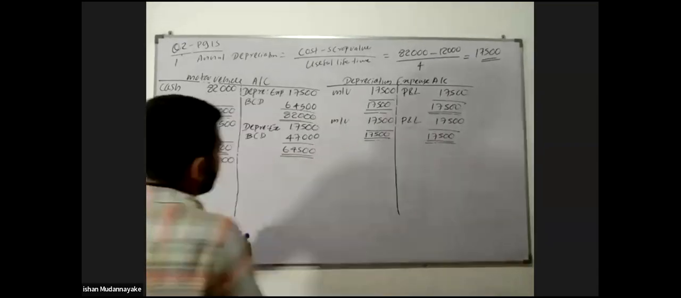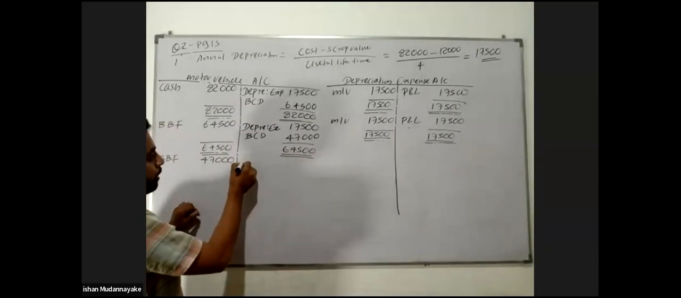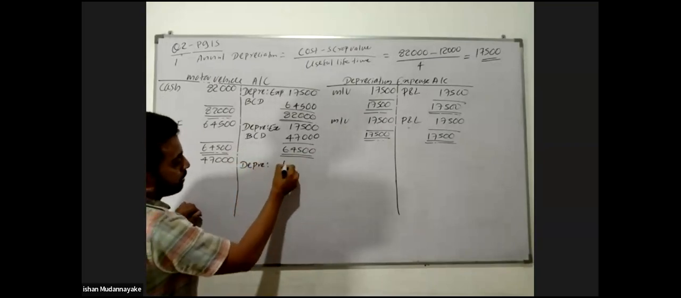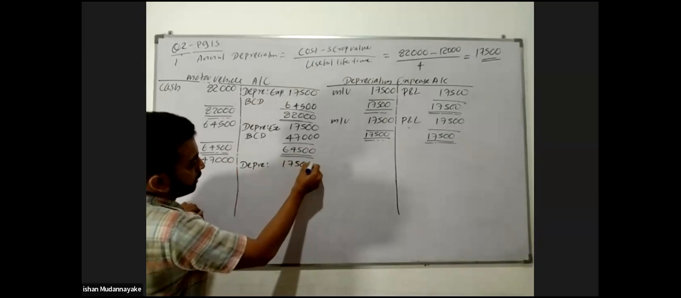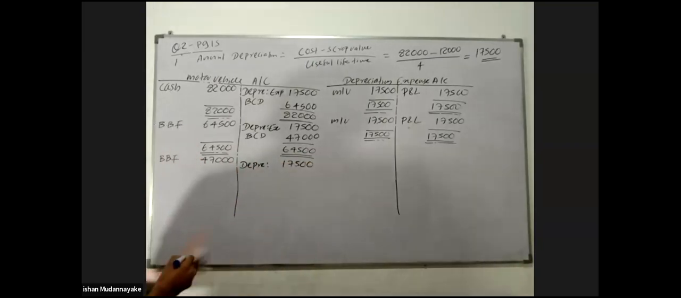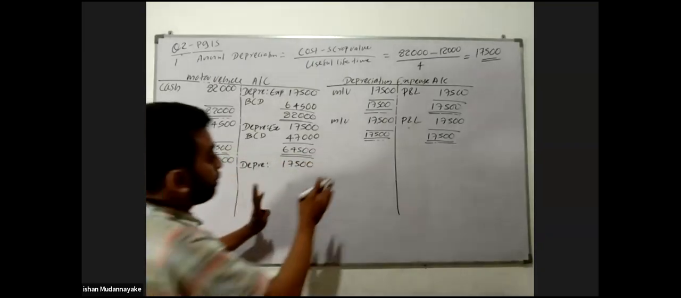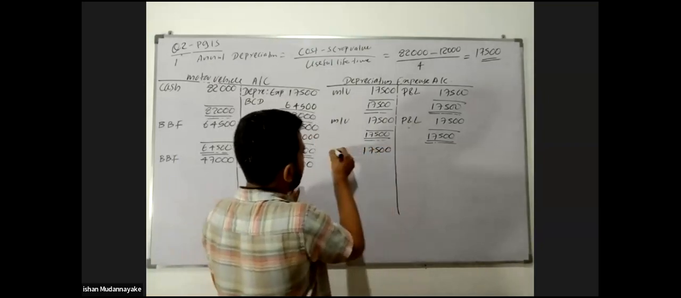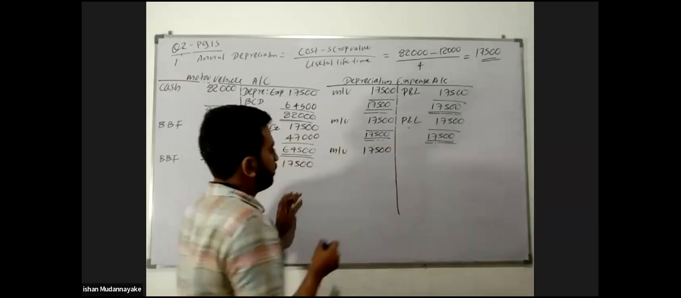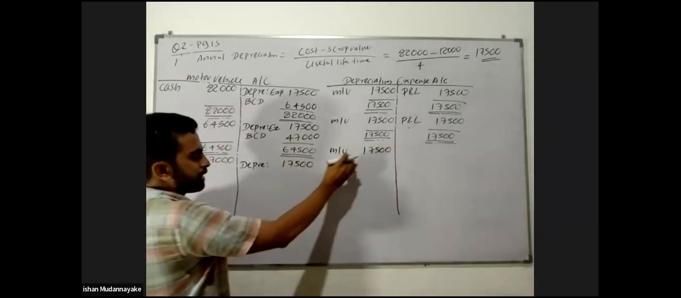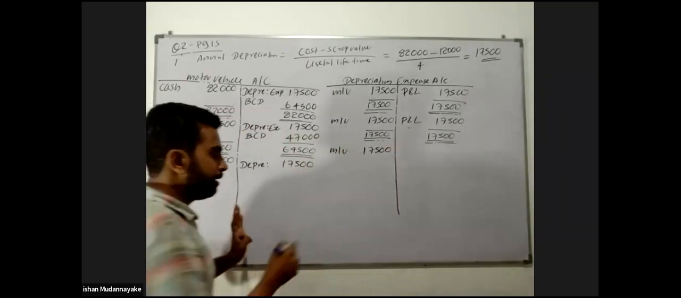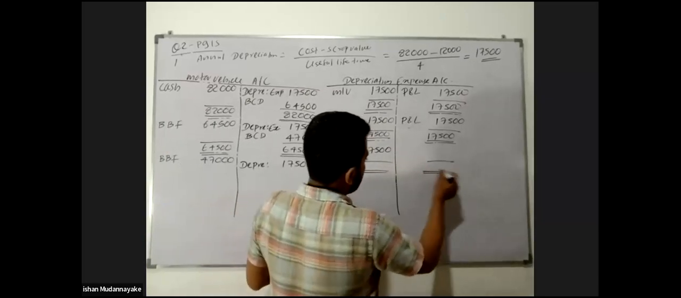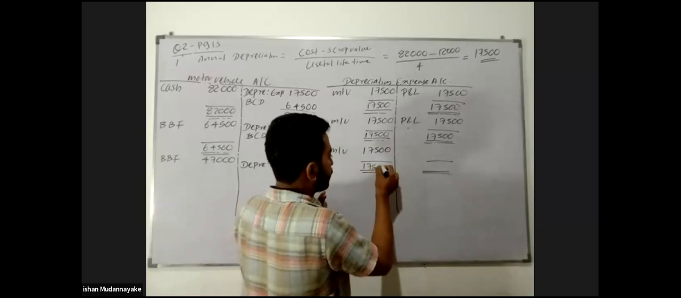Third year. Depreciation how much? 17,500. Motor vehicle account credit. Depreciation expense account debit 17,500. And then this 17,500 transfer to profit and loss.